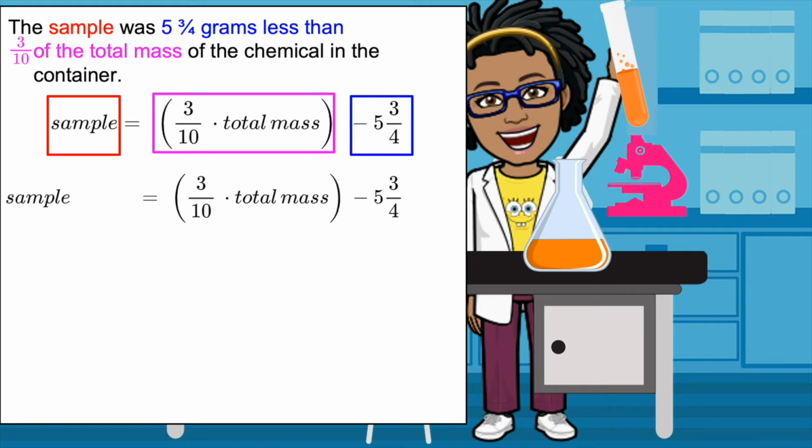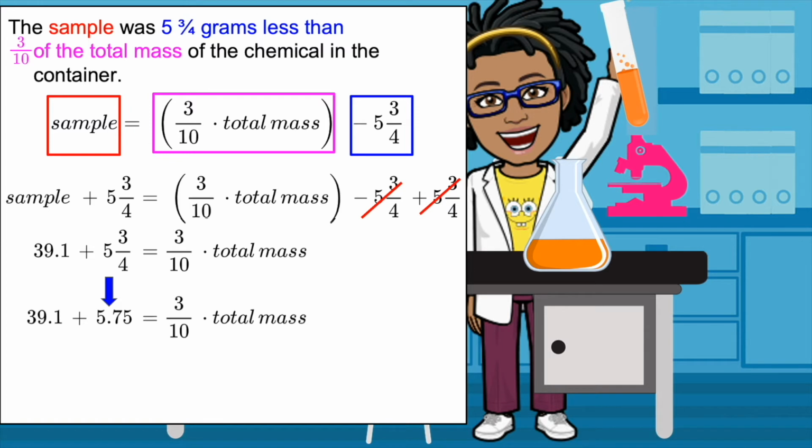So I recognize that I've got a negative 5 3/4. So I'm going to use the additive inverse. And I recognize, okay, now I have 0 pairs. So I can cancel out negative 5 3/4 plus positive 5 3/4. Oh, that sum is 0. Now I'm going to take my sample, which is 39 1/10 grams, and I'm going to add it to 5 3/4 grams of the chemical.